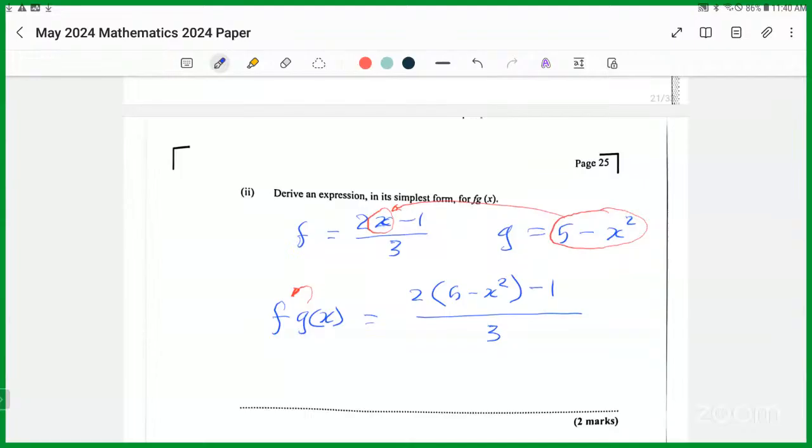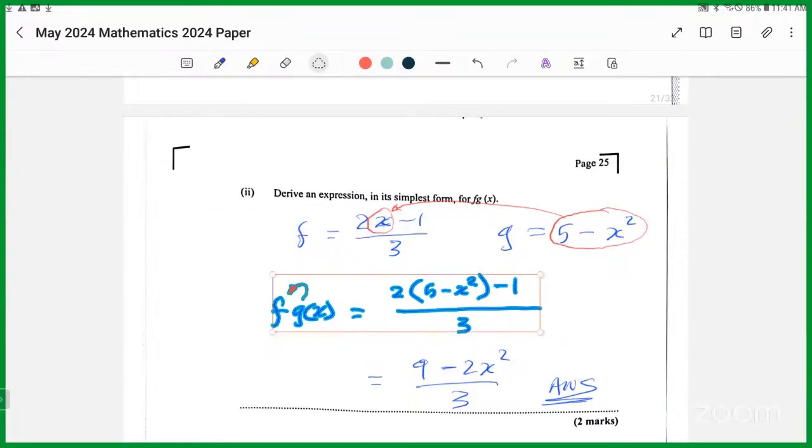Alright? That's the expression. But I want us to simplify it. Let's just work it out. It's going to be 2 times 5 is 10. 10 minus 1 is 9. So we're getting a 9 on the numerator. There's 2 times minus x squared, which is minus 2x squared, and everything is divided by this 3. Okay, I'll leave this as the answer right there. Let me make this a little smaller. Okay with that? Yes, sir. Alright, beautiful. This right here is the answer, guys.